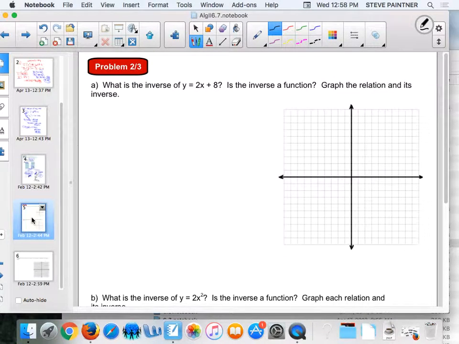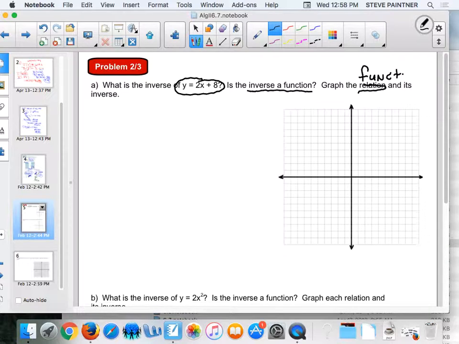Okay. Here we go. There are actually 3 questions here. What is the inverse of this function? Is the inverse a function, yes or no? And then graph the relation and its inverse. Okay, that's not a question. That's just telling you what to do. And by the way, you can cross that out and just say graph the what?